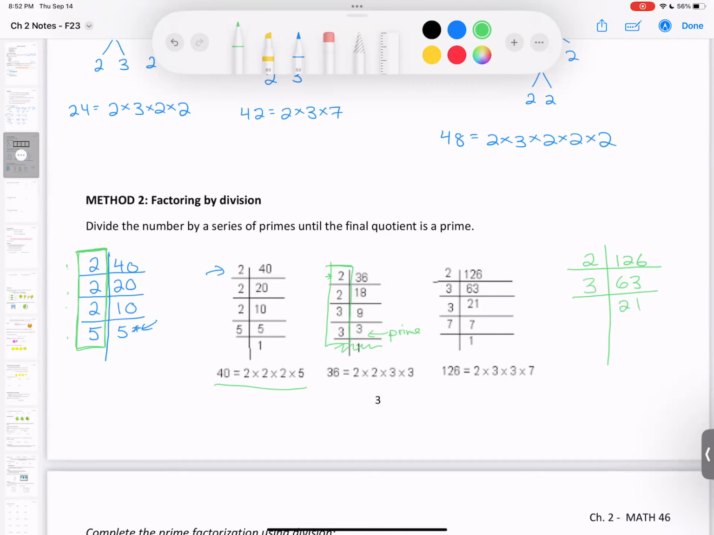You could also use your calculator for that. That would be ideal. Okay, I know 3 is a factor of 21. 21 divided by 3 gives me 7. And 7 is prime, so I can write my 7 here and I'm done. And so these numbers here, we can use as the prime factorization of 126.